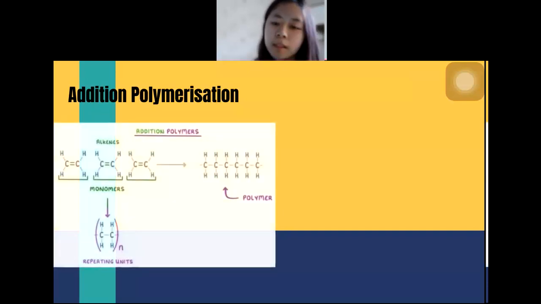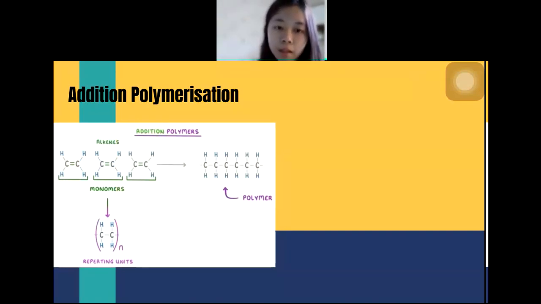So addition polymerization is basically the formation of a polymer by a simple linking of monomers without formation of side products. So for example, ethene, C2H4. In addition polymerization, the double bond can break into single bonds. So now the carbon has one free arm, which means it can link with one another.